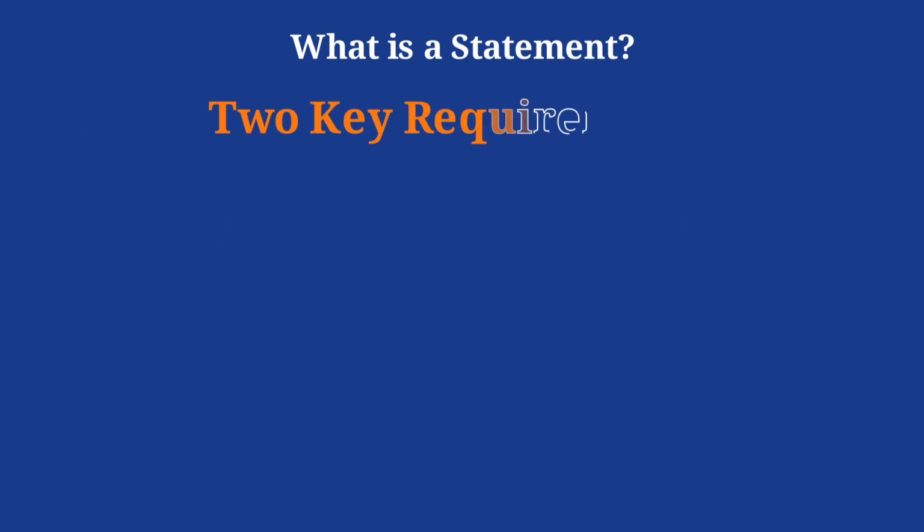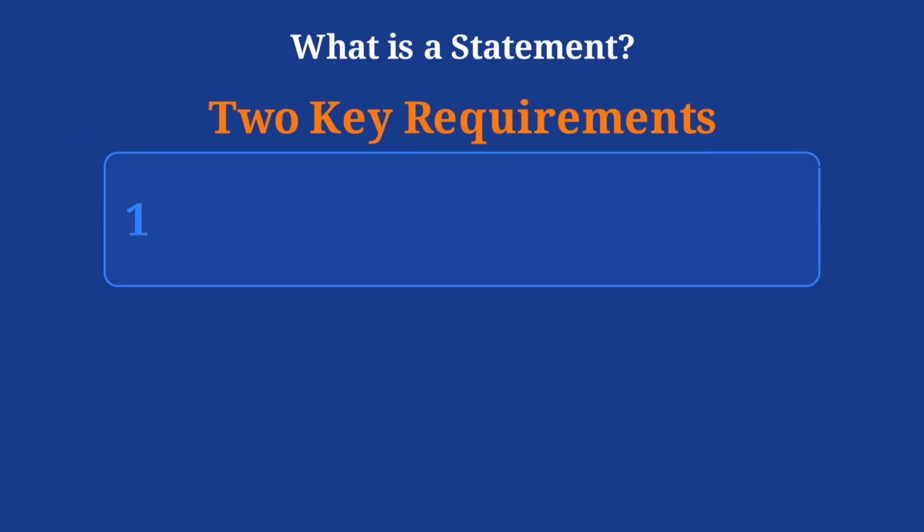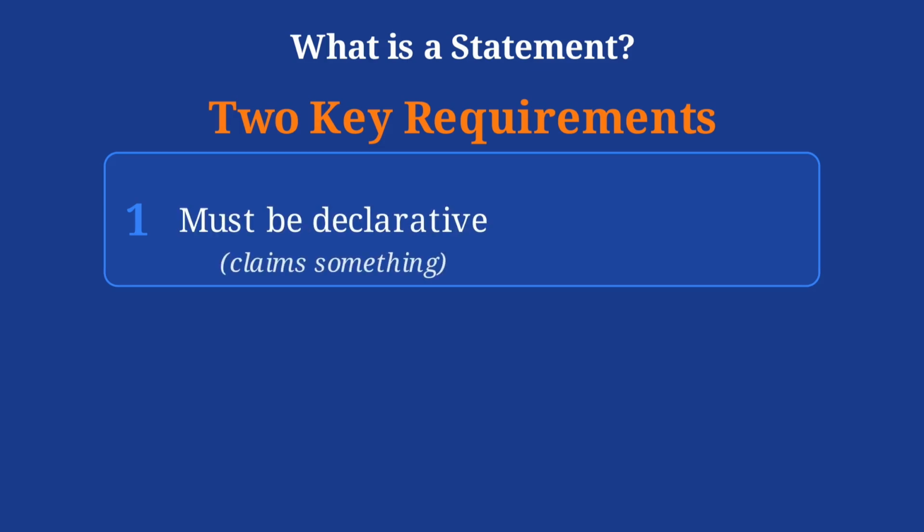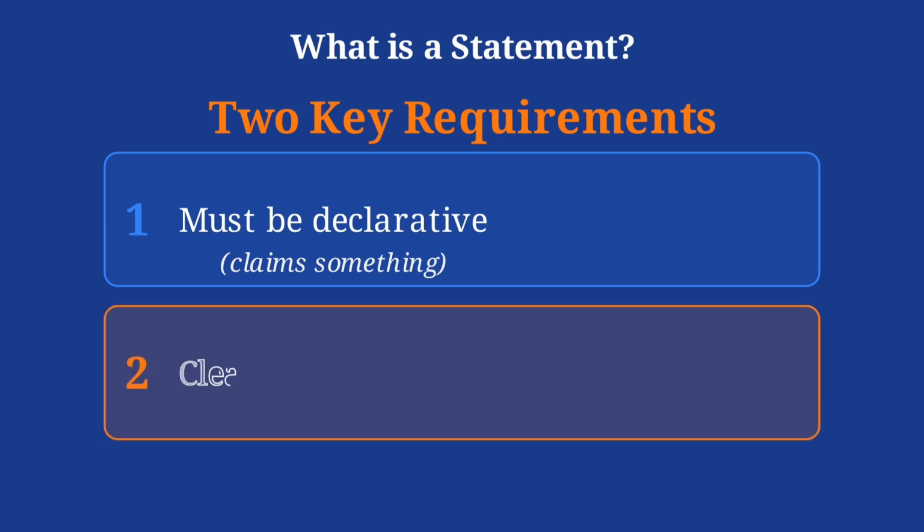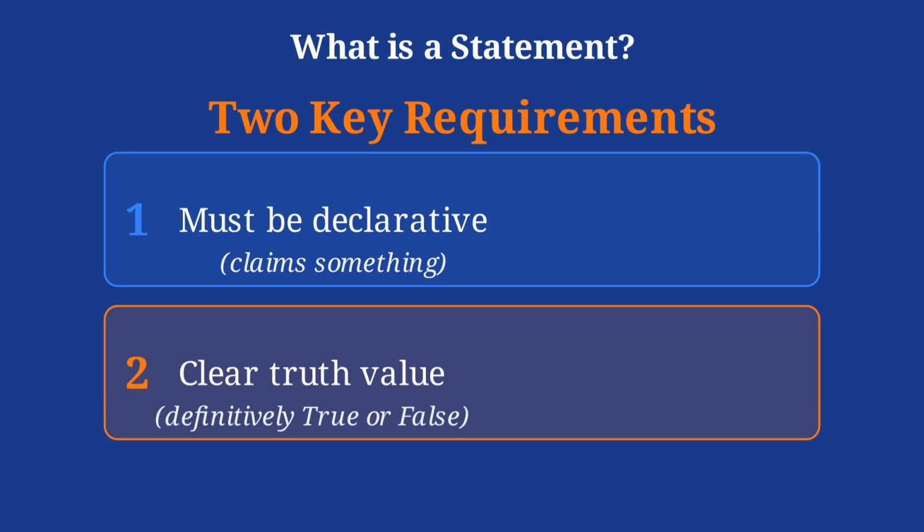Let me break this down into two key requirements. Requirement number 1, the sentence must be declarative. In other words, it claims something. Requirement number 2, it must have a clear truth value. It must be definitively true or false. If either of these requirements isn't met, we don't have a valid statement.